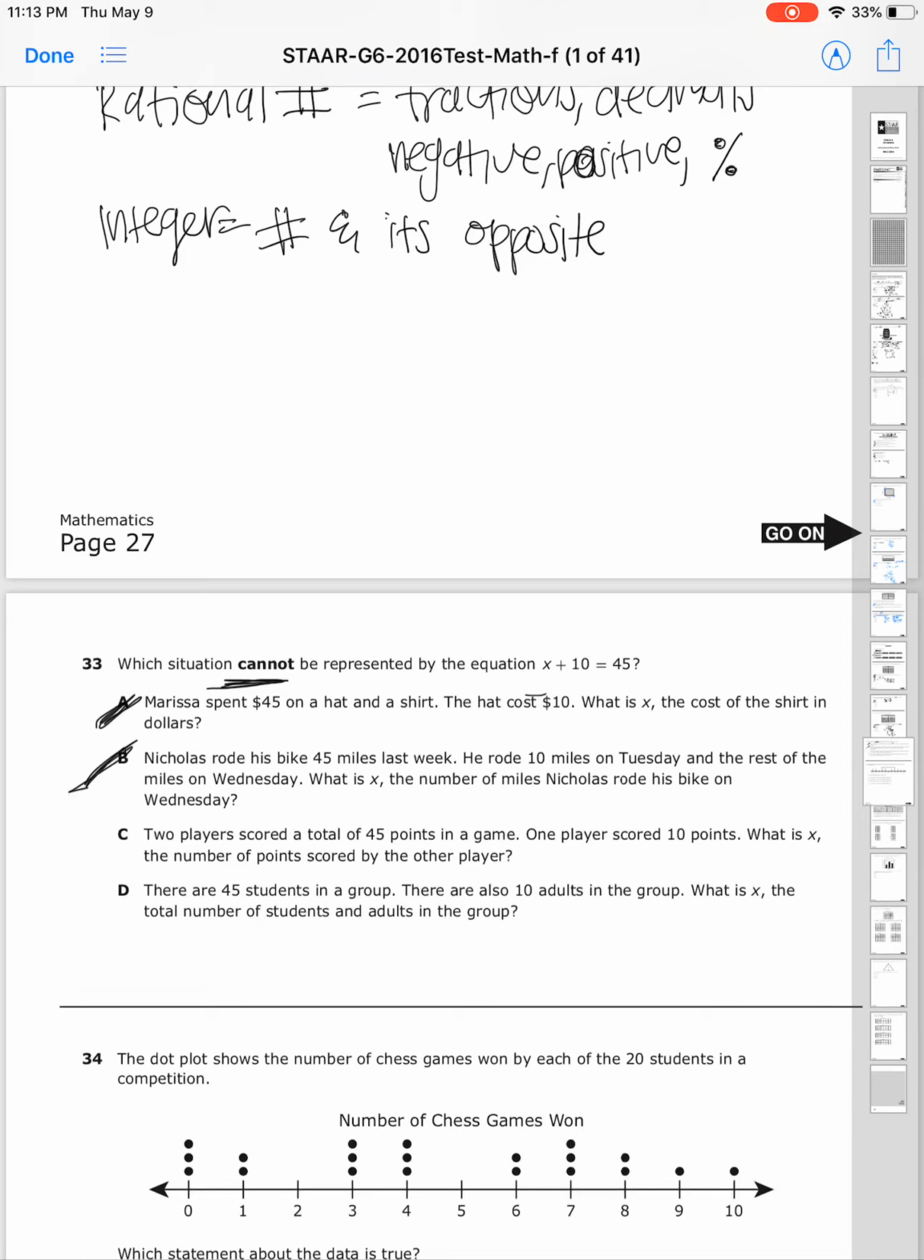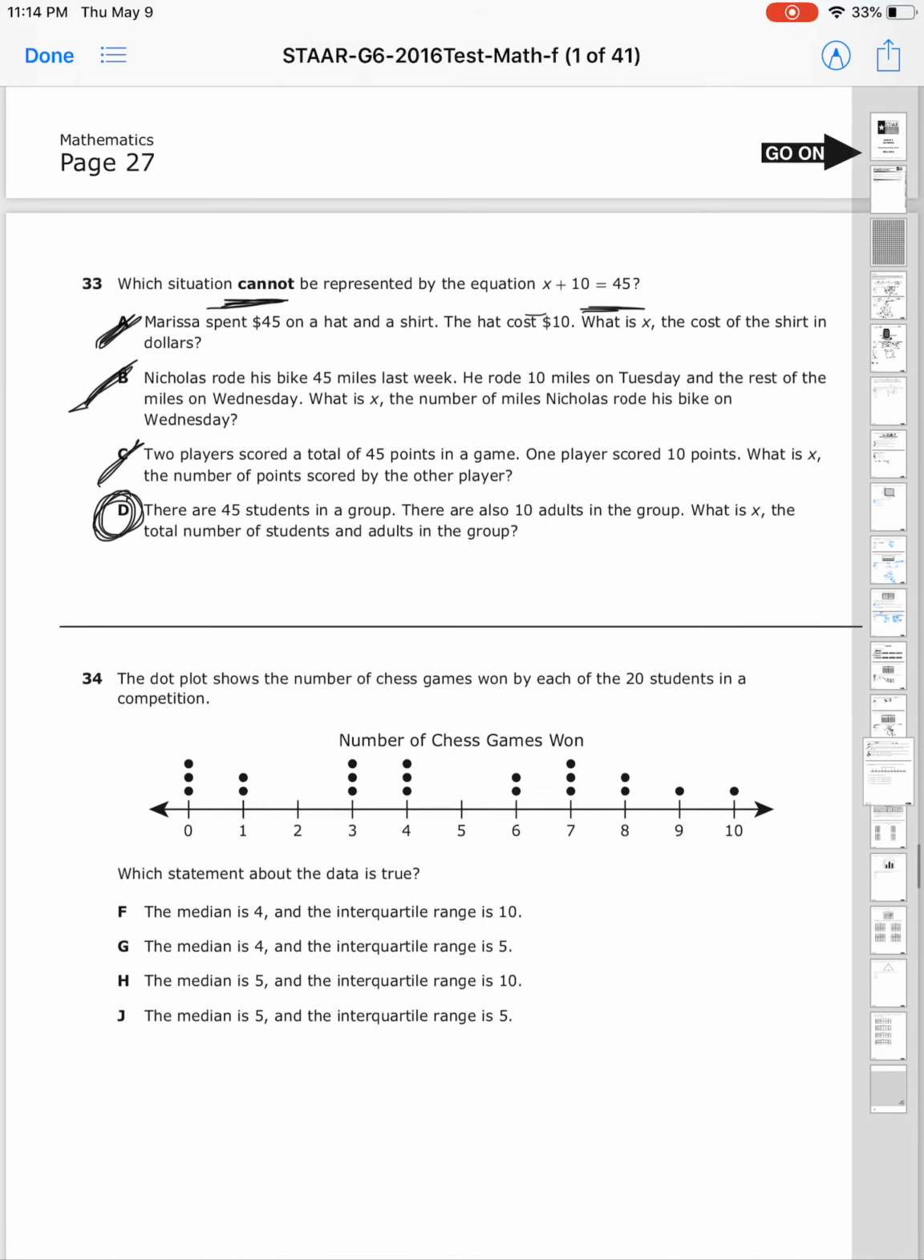Letter C. 2 players scored a total of 45 points in a game. 1 player scored 10 points. What is X, the number of points scored by the other player? Okay, so this also is true. Okay, and letter D, last one, there are 45 students in a group. There are also 10 adults in the group. What is X, the total number of students and adults in the group? This cannot be true because our total is 45, not 45 and 10, right?